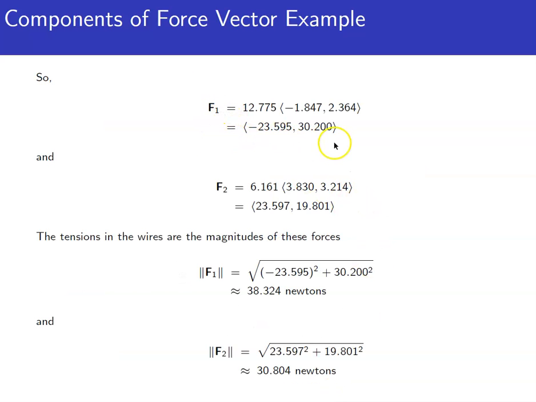So now we've got what our first force has to be and what our second force has to be, just by multiplying those two constants through. That gives us our counteracting of the weight of the star using force 1 and force 2. The problem also asks us to figure out what the tensions in the wires are. Tension is just the magnitude of the forces. Finding the magnitude of each of these, you'll see that the tension in the first wire is a little over 38 newtons, and the second wire is a little under 31 newtons.